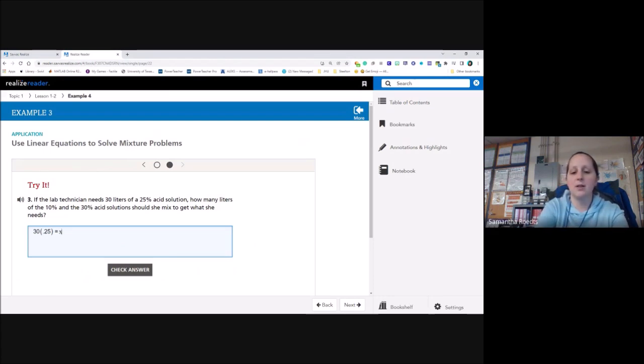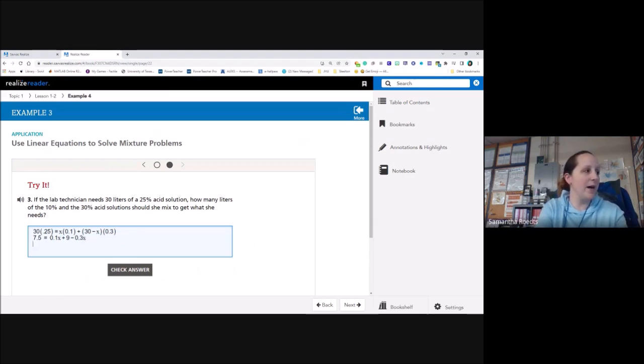So times 0.1, plus 30 minus x, because it's 30 liters, times 30% solution, so 0.3. Okay. So now I'm going to do some multiplication. Again, you can pull out your handy dandy calculator for this. 30 times 0.25 is 7.5 equals 0.1x. 0.3 times 30 is plus 9 minus 0.3x.